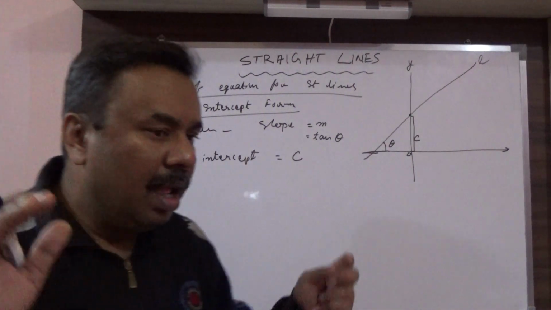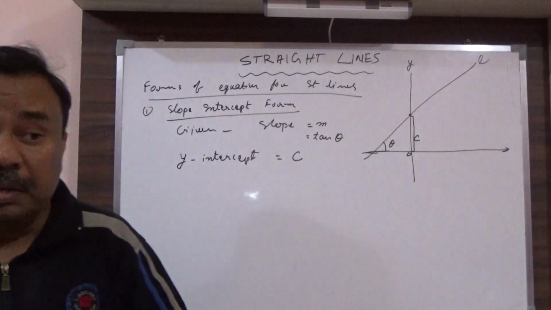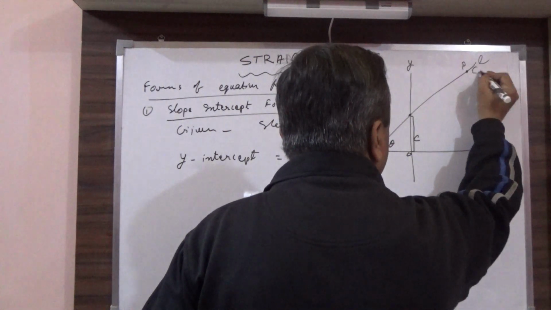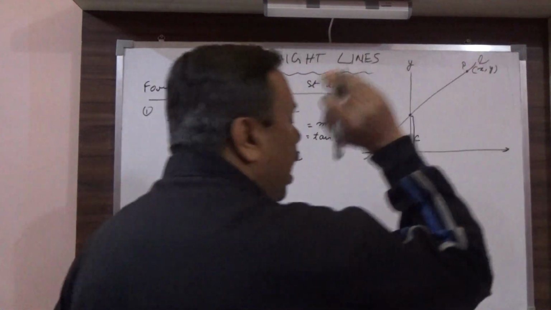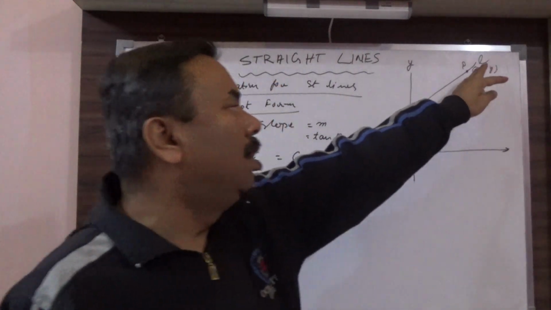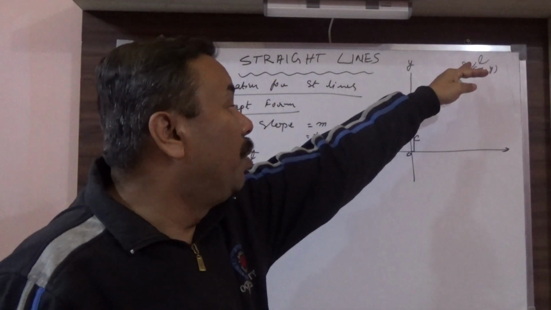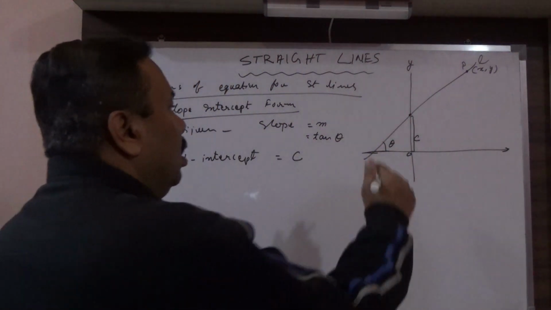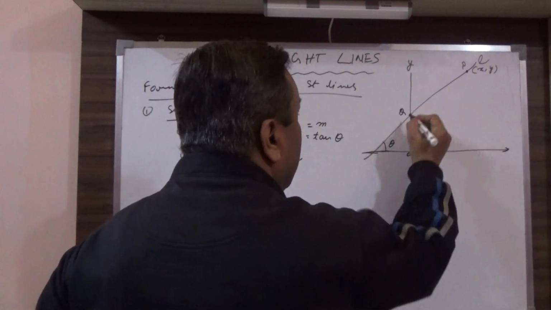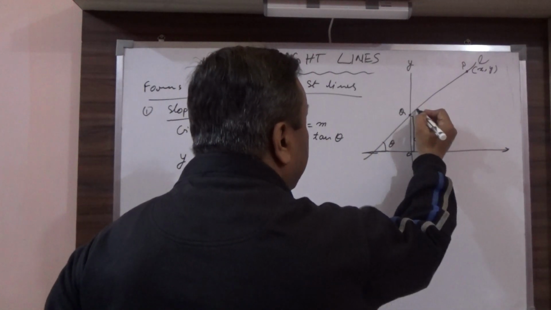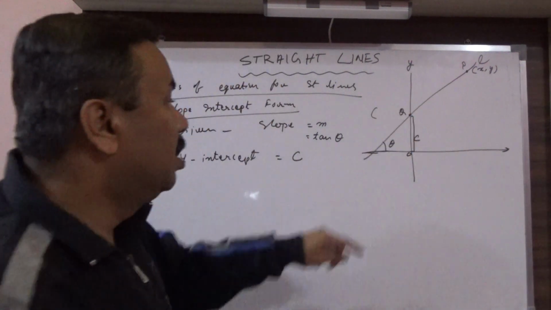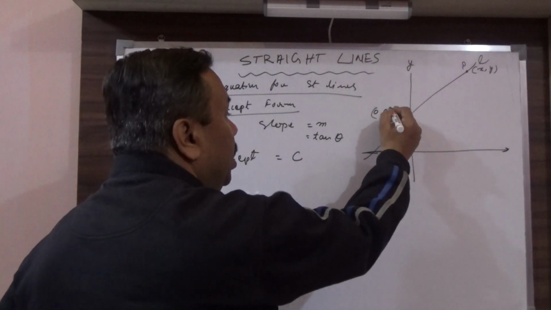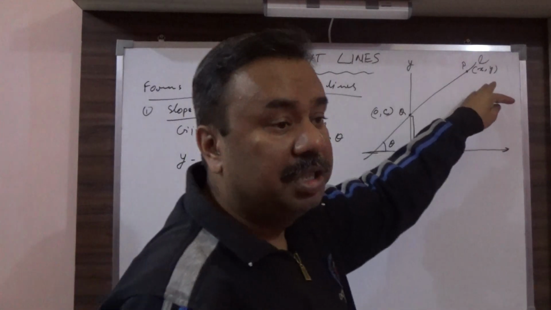Now I will take any random point on the line. Suppose I take the point P whose coordinates are x, y, and I have to find the relation between x and y, so that whatever the values of x and y, the points will lie on this line. Suppose this is your point Q. The coordinates of this point will be: x coordinate 0 and y coordinate c. So you have two points.